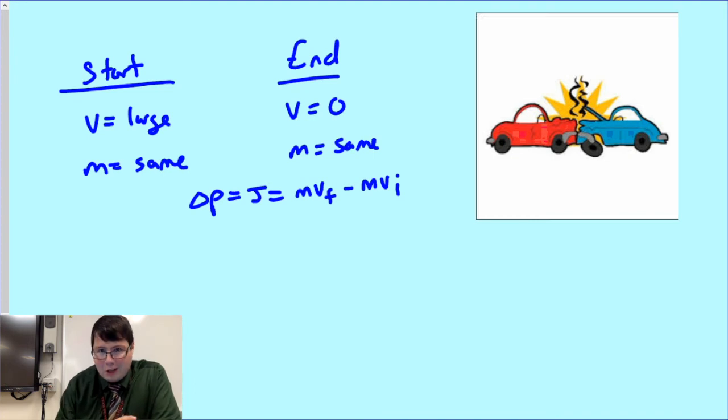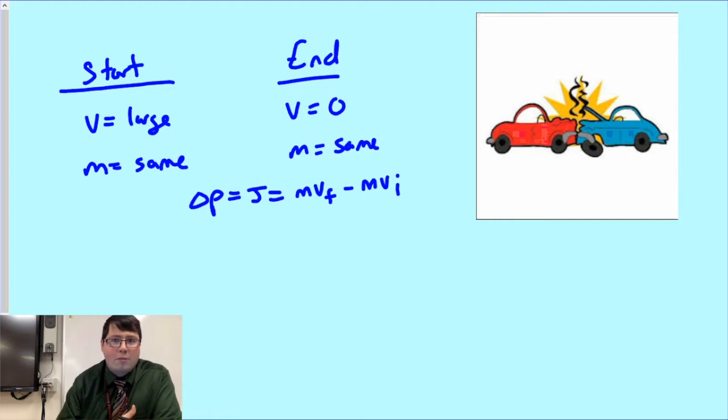Now, it doesn't matter whether you're wearing a seatbelt or not, an airbag or not. Your final velocity is always 0, and your initial velocity is always really large. So your impulse, whether you're wearing a seatbelt or not, or have an airbag in your car, is the same. So why do these things help us? Well, it has to do with force. It's the force on you in a car crash that actually does the damage.